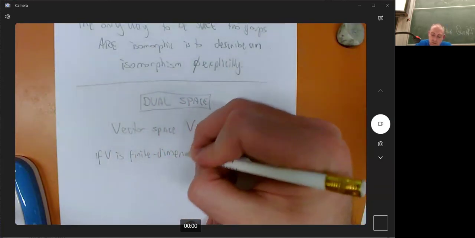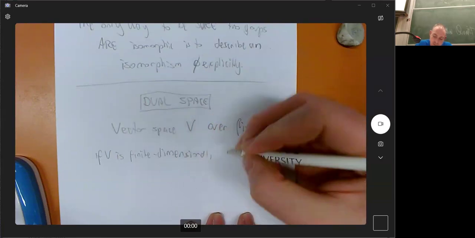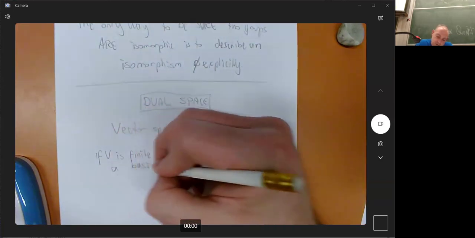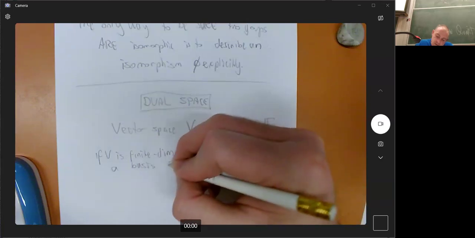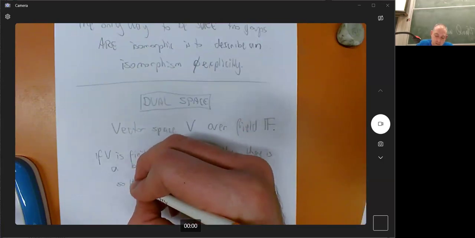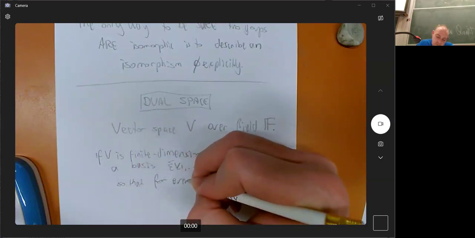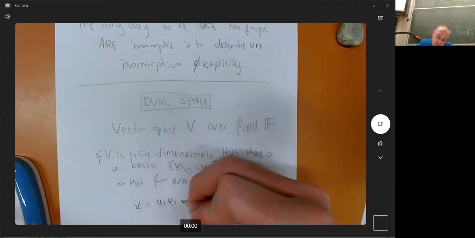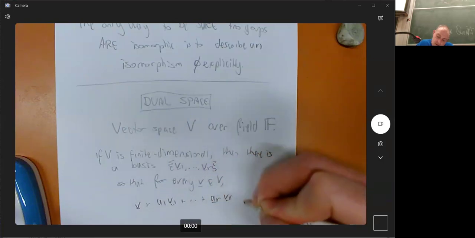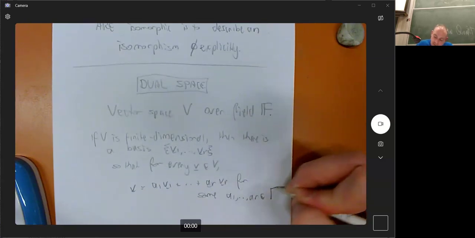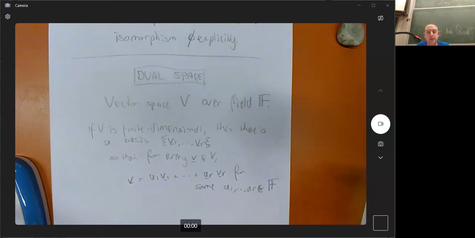If V is finite dimensional, then there's a basis v1 up to vr, let us call it r, that's tradition, so that for every v in V, v is a1 times v1 plus something, all the way up to ar times vr, for some a1 up to ar in F. Okay. That's the definition of a basis.